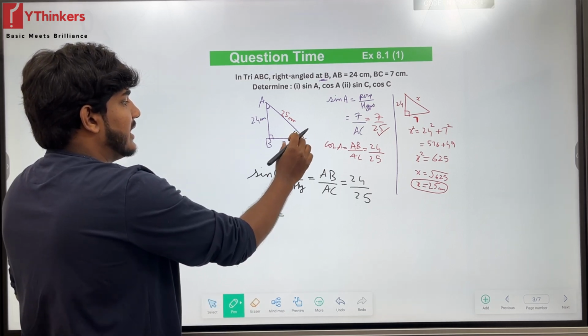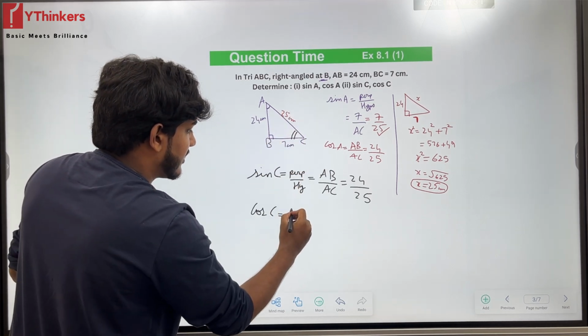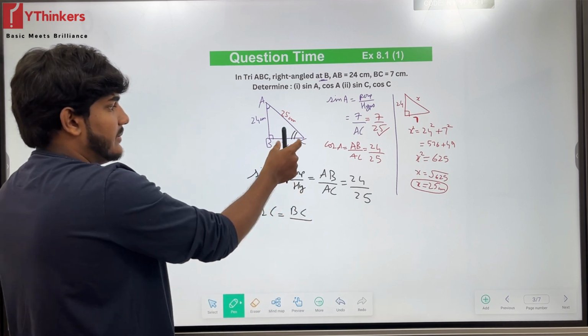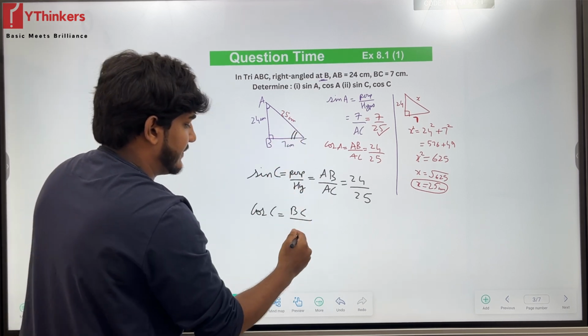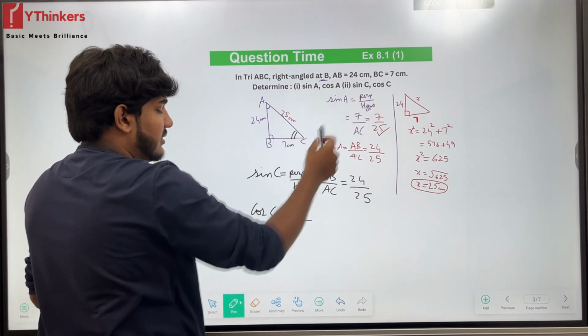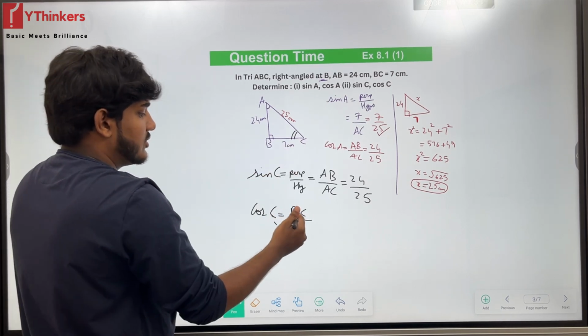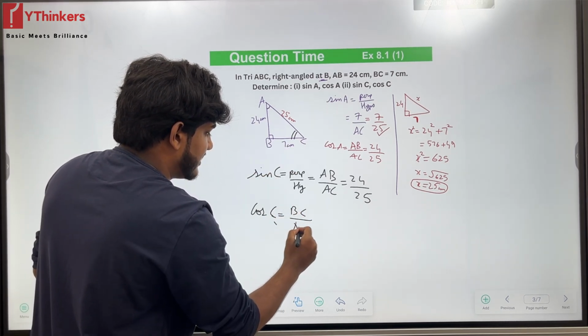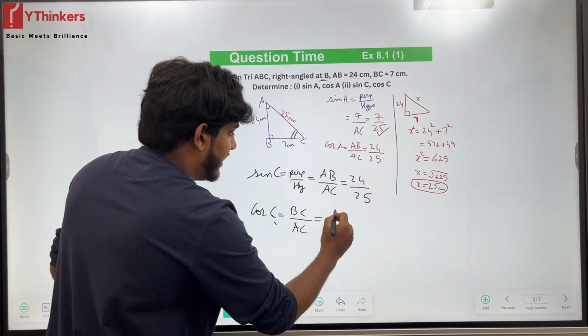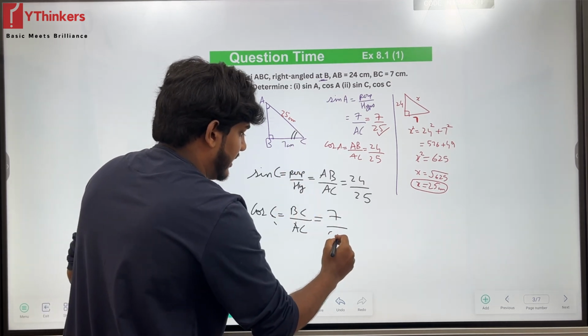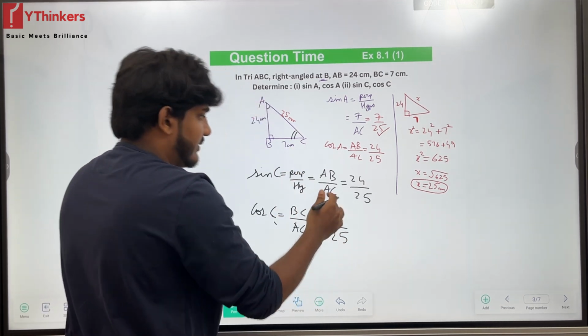What will be cos C? Cos C will be nothing but base upon hypotenuse. What is base for cos C? Which will be BC. Why? Because we are taking angle C as a reference. Because they are asking cos C, no? They are asking cos of C. So base upon hypotenuse, which is AC. So the value of BC is 7, AC will be 25. So I have got 7 by 25.